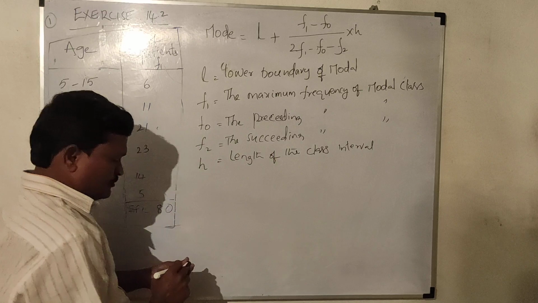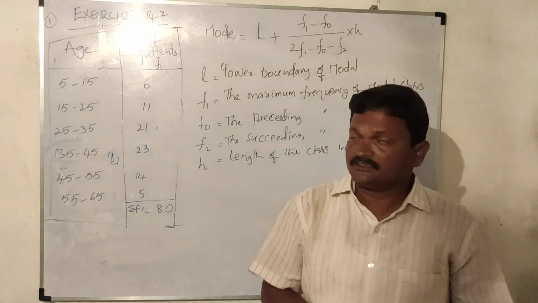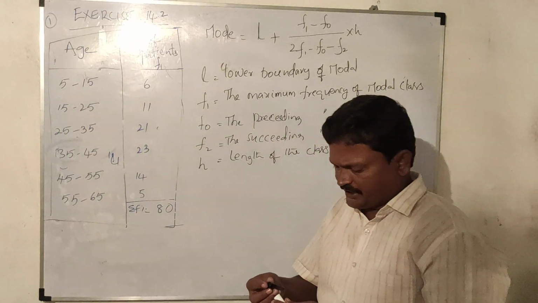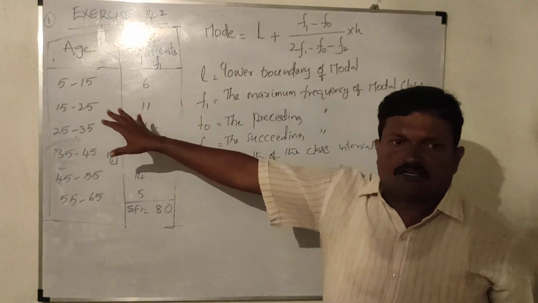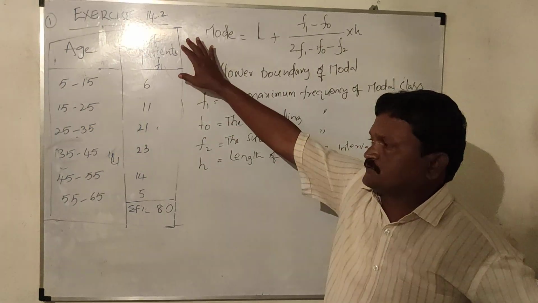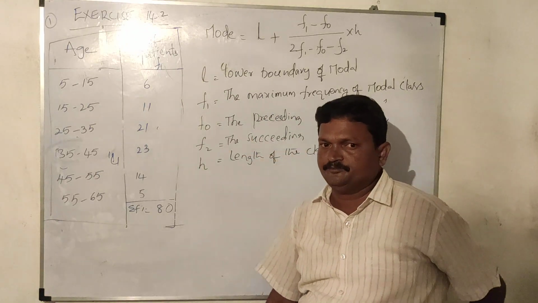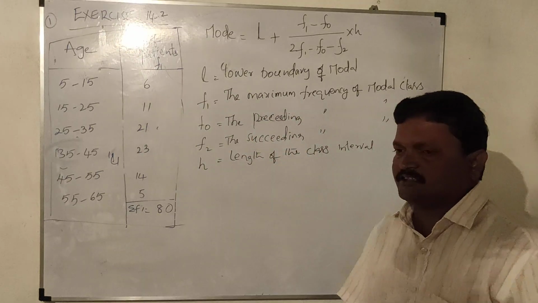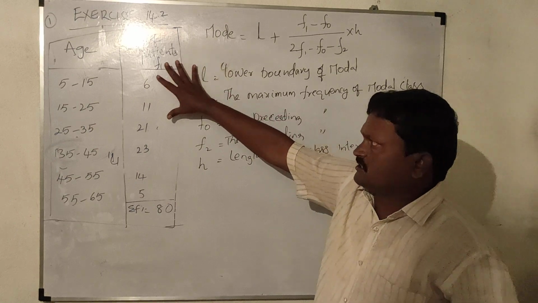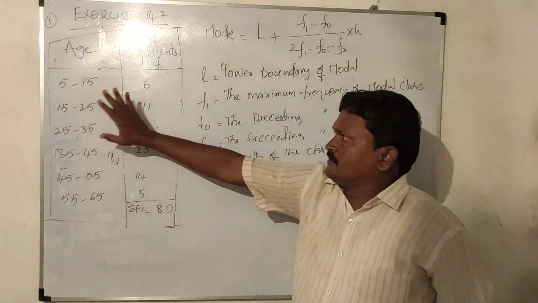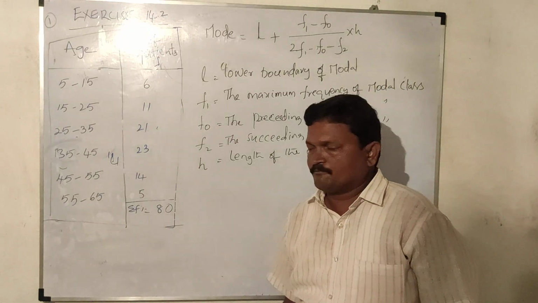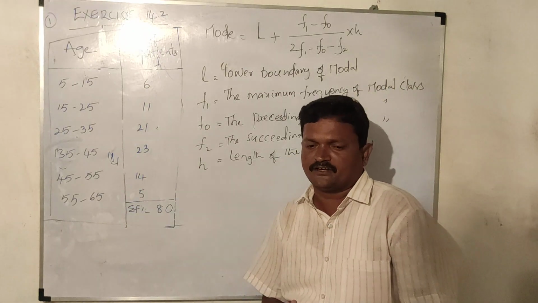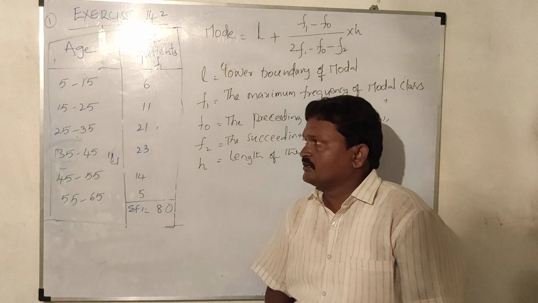So the formula is very important. According to the formula we will solve the problems in exercise 4.2. See, this is very easy compared to mean. Here nothing else is there, only class intervals and frequencies. By taking these two we can find the mode.